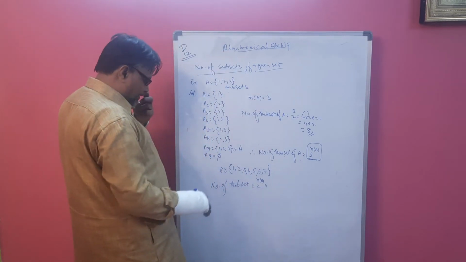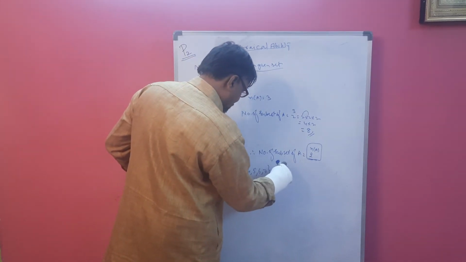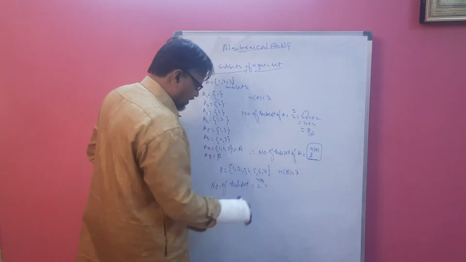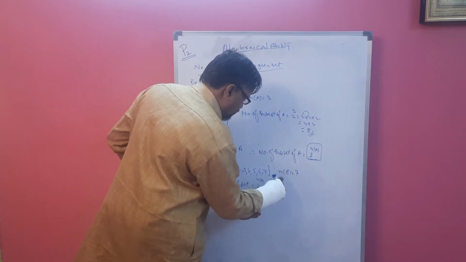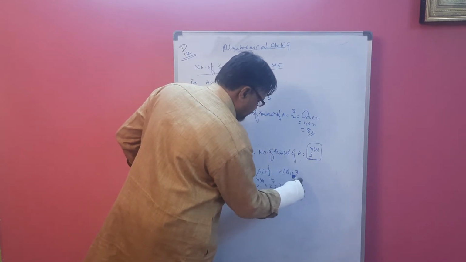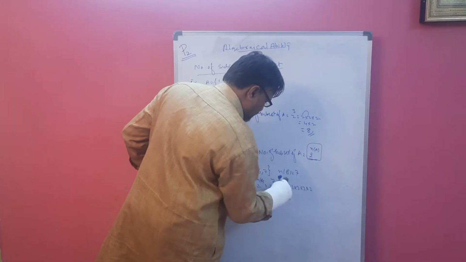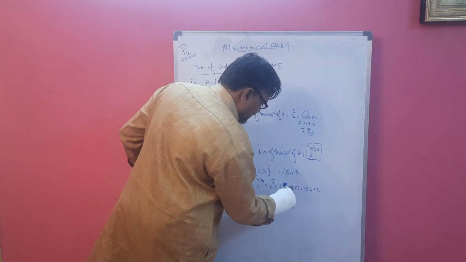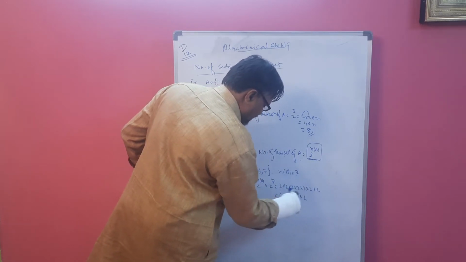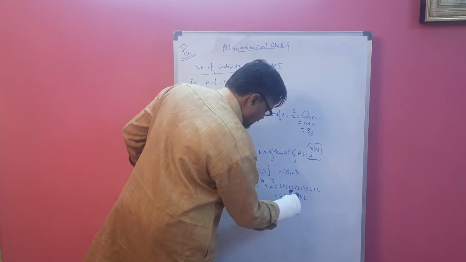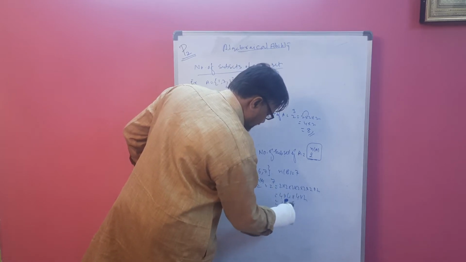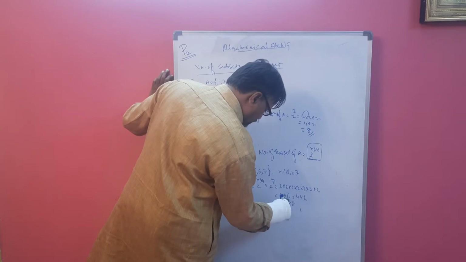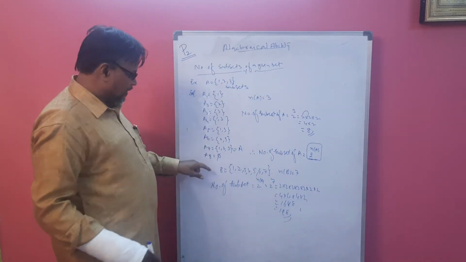What is the cardinality? B has 7 elements, so it is 7. 2 to the power of 7 is how much? 2 into 2 into 2, we have to multiply 7 times. This is 4, this also 4, this is 4 and 2, 16, 8. 6 8s are 48, and 6 1s are 6, so 128 subsets are possible for B.